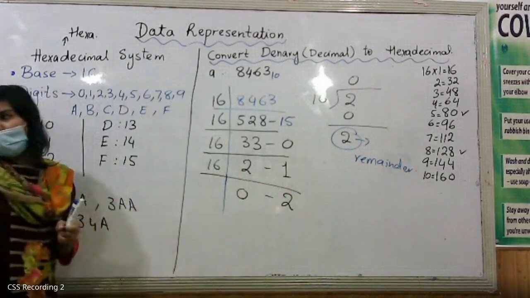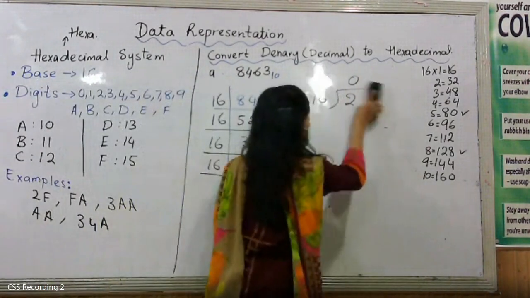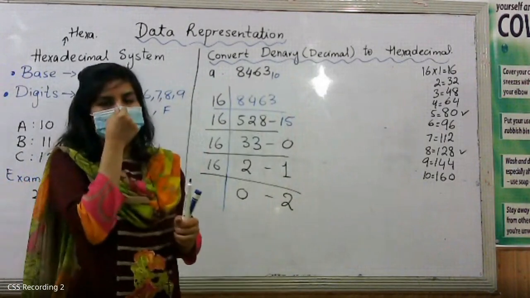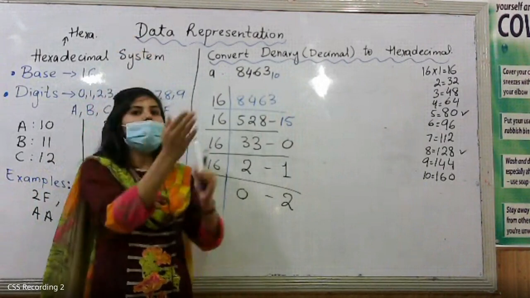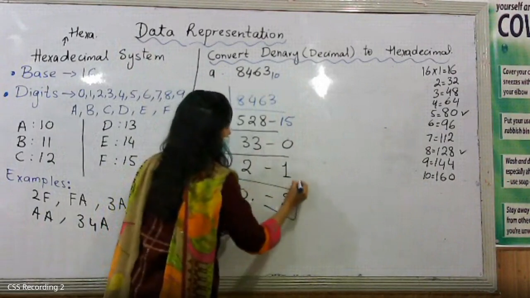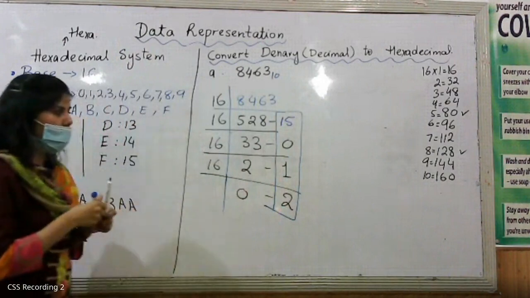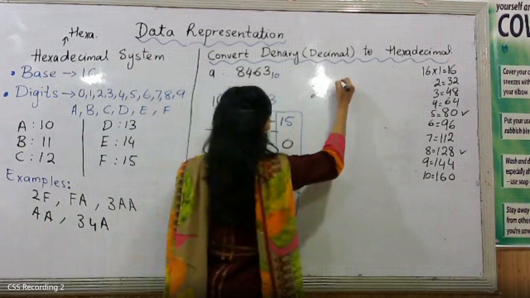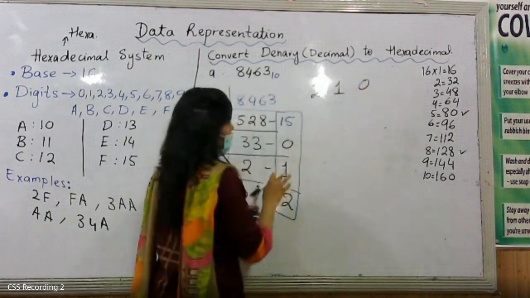Clear? As in the binary number system, where we wrote the answer from bottom to top, you always write the answer from bottom to top. Same in this case, you have to write the answer from bottom to top. Like, it will be 2, 1, 0, and 15.